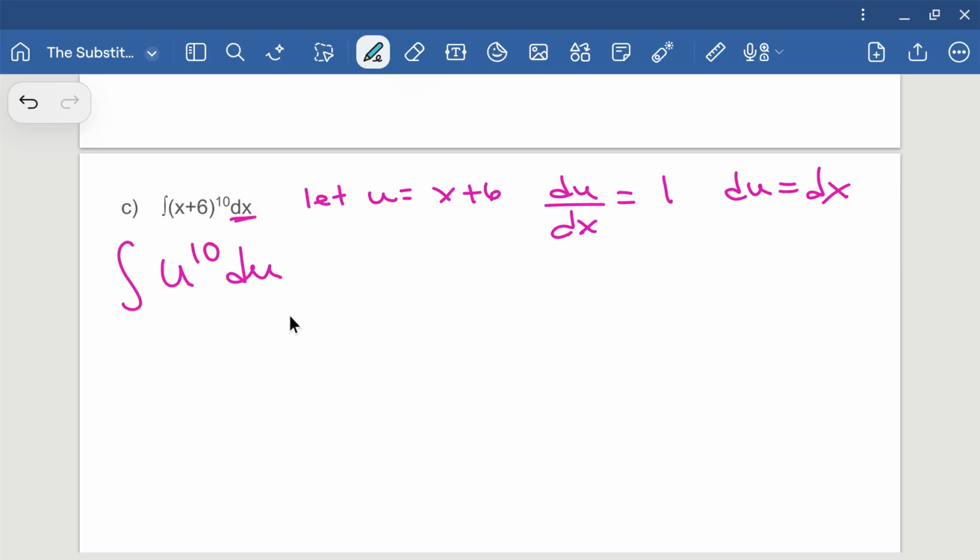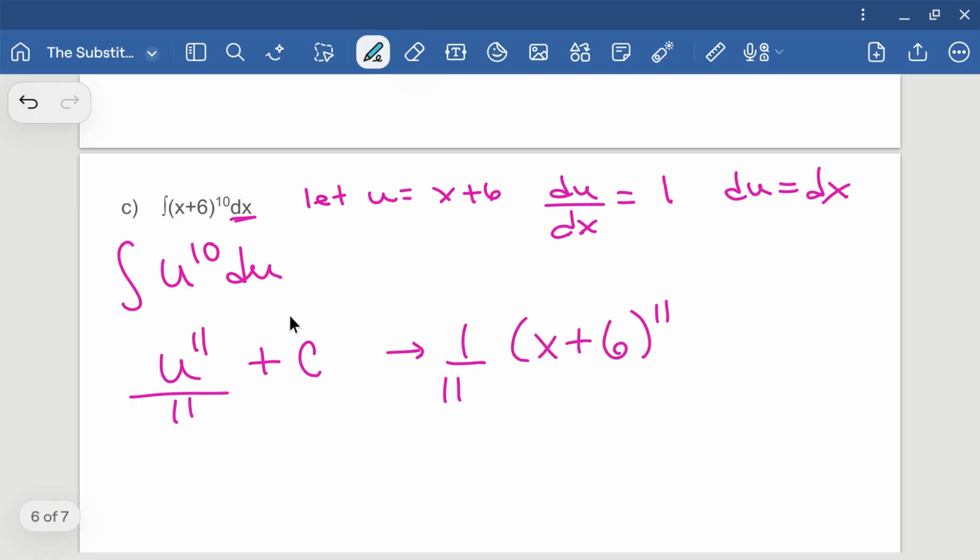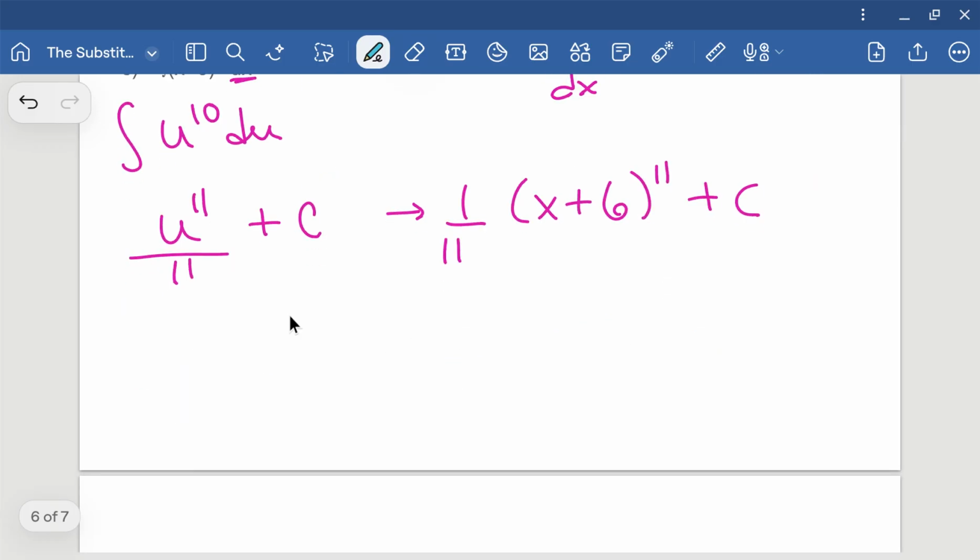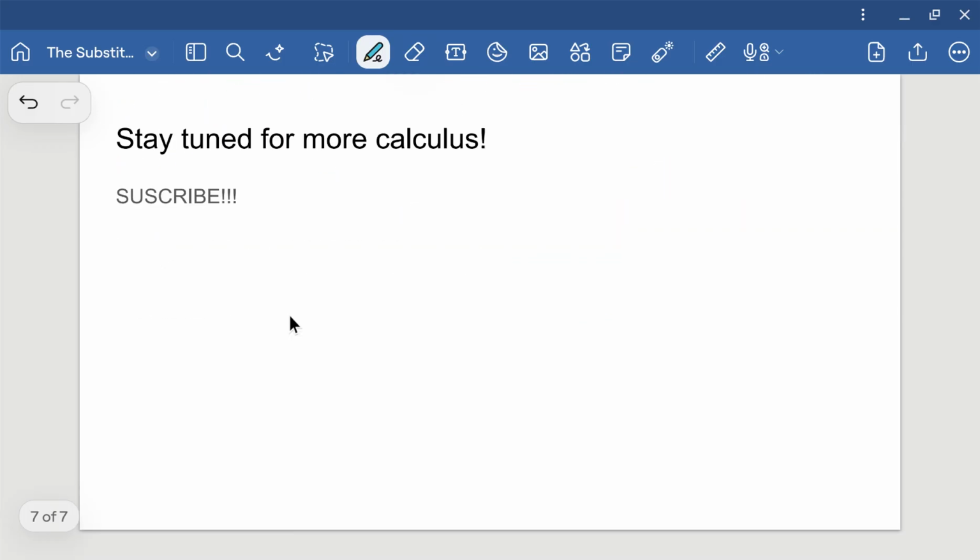And then we can go ahead and do the math. So we'll have u to the power of 11 divided by 11 plus c. And we just have to replace this back in. So we'd have 1 over 11 times x plus 6 to the power of 11 plus c. So that's our very quick video to show how using u substitution can make finding the antiderivative more helpful.